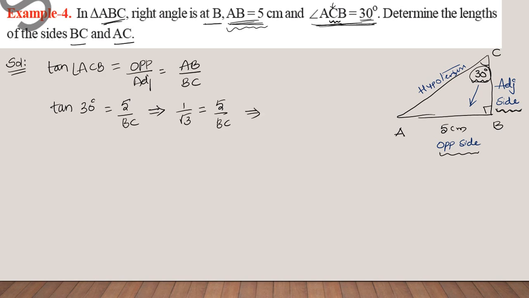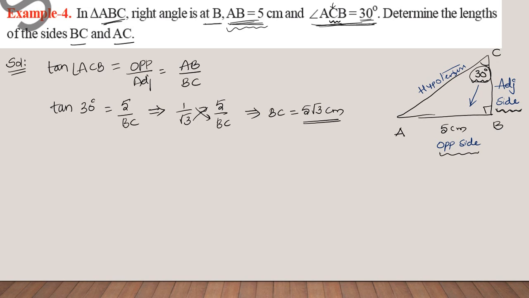Since both sides have fractions, we can directly cross multiply. When we do cross multiplication, BC into 1 is BC, and I am going to get 5 into root 3, which is 5 root 3 centimeters. So we got the value of BC here.